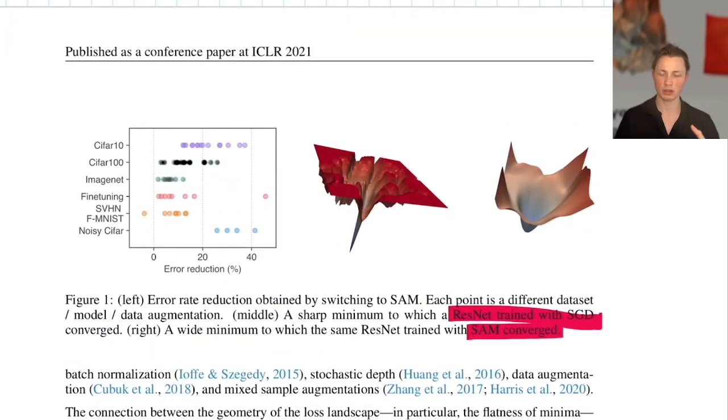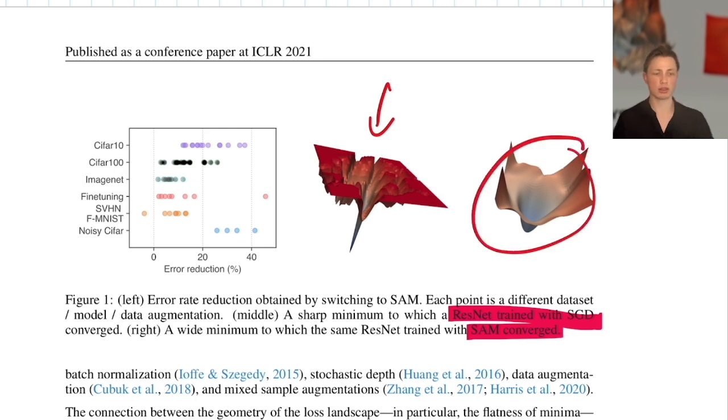And before we see the math, let's just have a look at this example. So they trained a ResNet with SGD as an optimizer, so just normal stochastic gradient descent, no other optimizer. And this is how our loss curve looks like. And what we can see is, okay, we found a very sharp minima. If you change just a little bit of our parameters, our loss spikes.